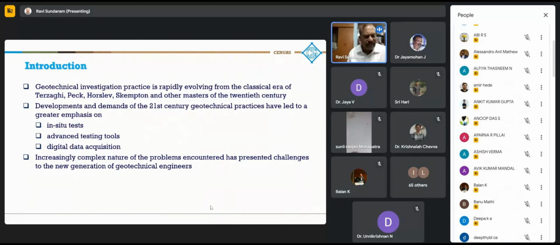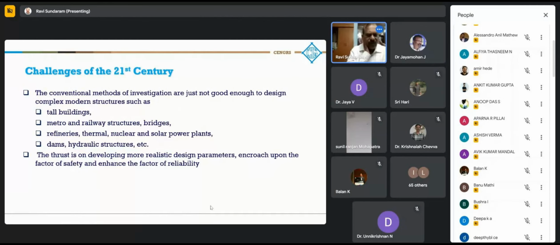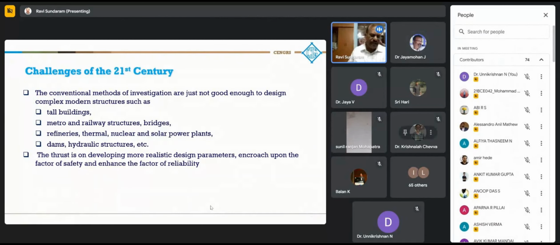And we are facing increasingly complex nature of the problems. These present challenges to the new generation of geotechnical engineers, and they have to work out solutions to complex problems. So what are the problems, what are the challenges? The conventional methods are not good enough to design complex modern structures like tall buildings, metros and railway structures, major bridges, refineries, thermal, nuclear, solar power plants, dams, hydraulic structures, etc.